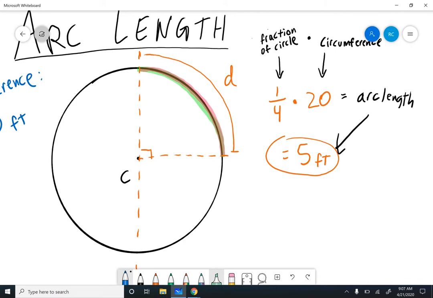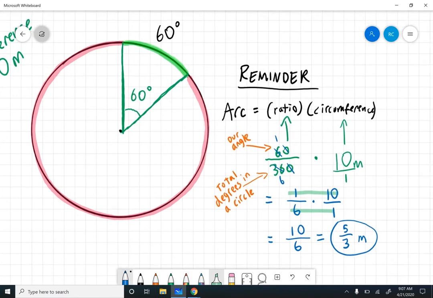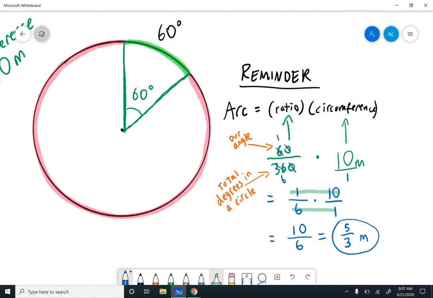You already know that if I wanted to know what percentage of the circle I've got, I would take the number of degrees I have, which is 60, and I would divide it by the total number of degrees, which is 360. So just take those two ideas that you already know and literally multiply them together.